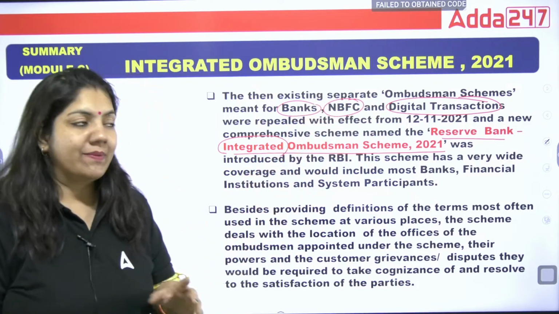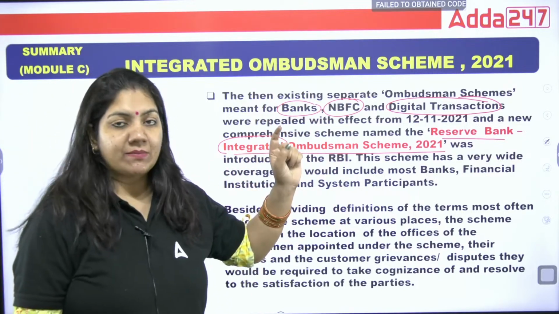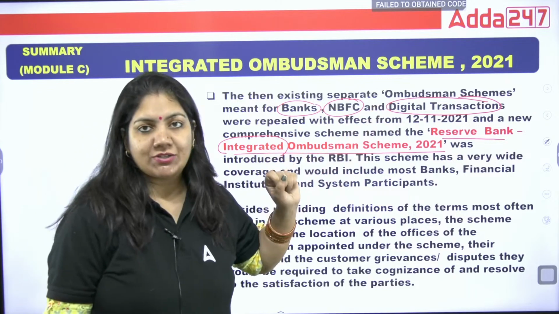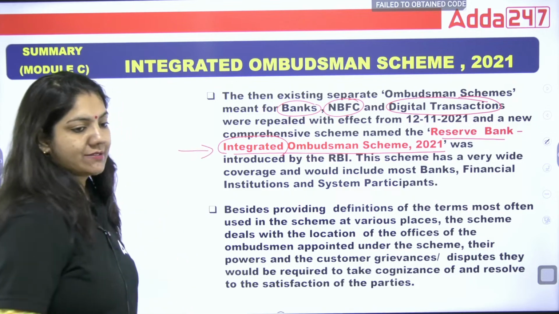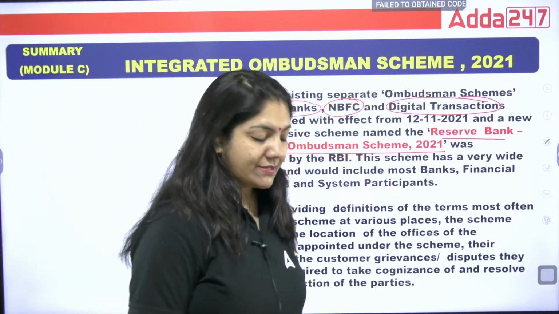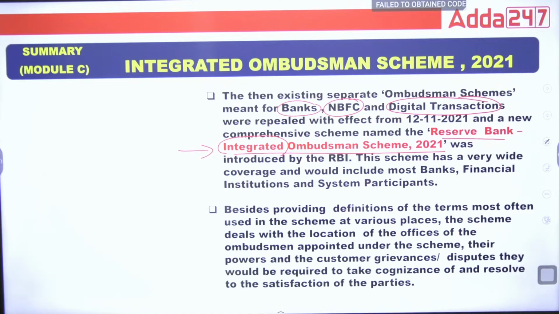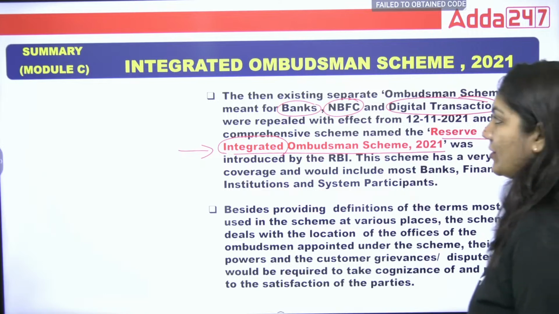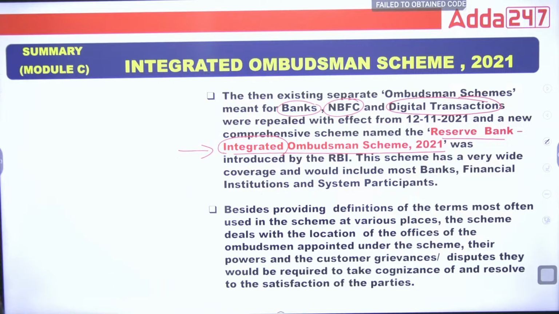Now the complaint regarding bank, the complaint regarding NBFC, and the complaint regarding digital transaction, all these things come in the hand of this act. This is the basic purpose of the act. Is that okay? Integrated Ombudsman Scheme 2021. Done, guys?